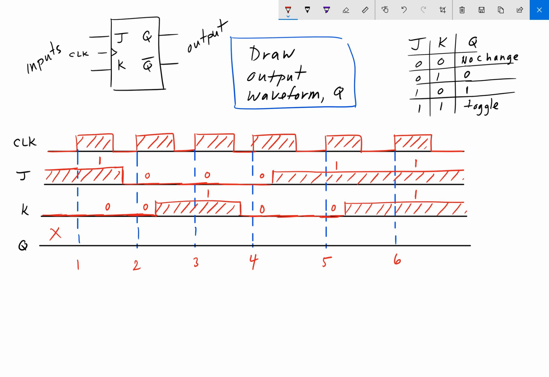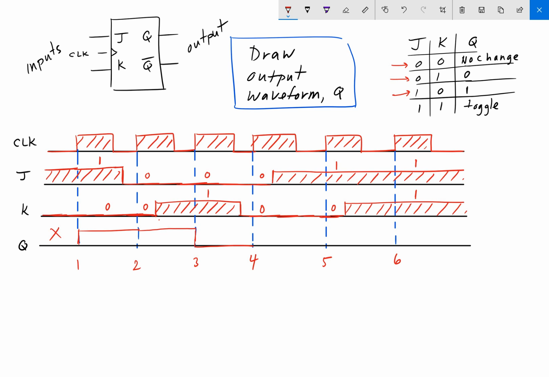For this first rising edge, we have J is equal to 1, K is equal to 0. So looking at our chart here, we have Q is equal to 1. So we go high during this first pulse. The next rising edge, J is equal to 0, K is equal to 0. So we have no change. So Q is high, it remains high. Next we have J is equal to 0, K is equal to 1. So it's going to transition from 1 to 0. So down low.